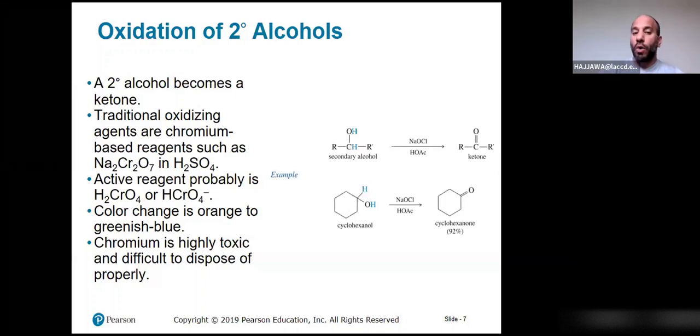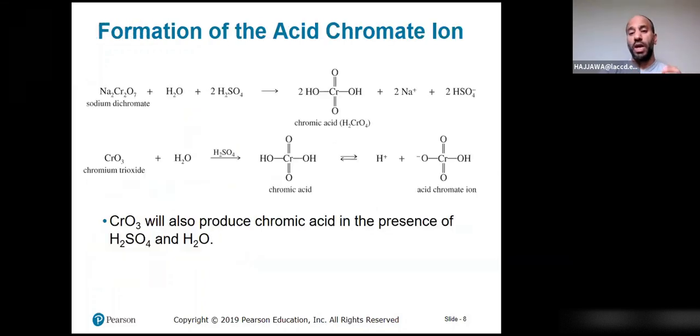Now, chromic acid is a very strong oxidizing agent. We will see that it can be generated using sodium dichromate, water and sulfuric acid, or chromium trioxide, water and sulfuric acid. In either case, whether you use the dichromate or the chromium trioxide, you will generate the oxidizing agent, that is chromic acid. And this is the structure of chromic acid. It's important to keep in mind that chromic acid is the oxidizing agent in those two recipes.